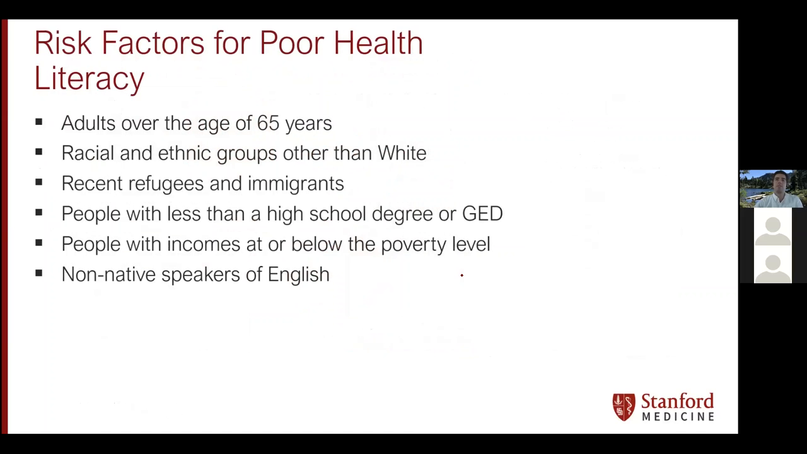And then these are just major risk factors for poor health literacy, to sort of guide you in terms of patients where you really need to be very careful and really make sure that you ask them to say back to you what you told them. So adults over 65, racial and ethnic groups other than Caucasians, recent refugees and immigrants, people with less than a high school degree or GED, people with low incomes, and then certainly non-native speakers of English is really, really important.